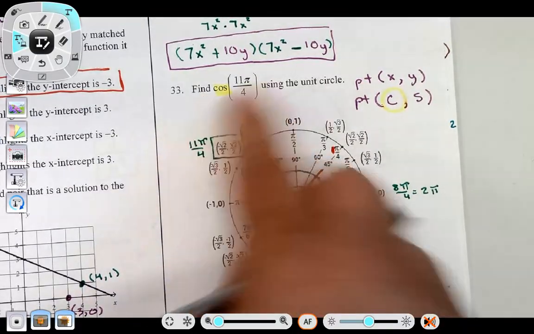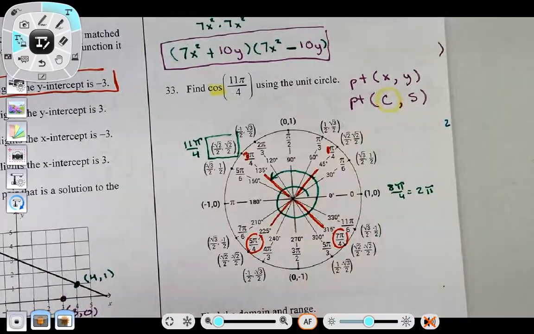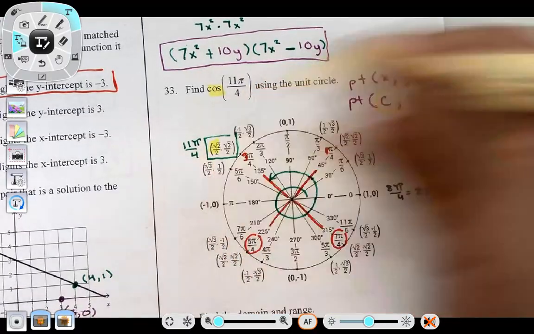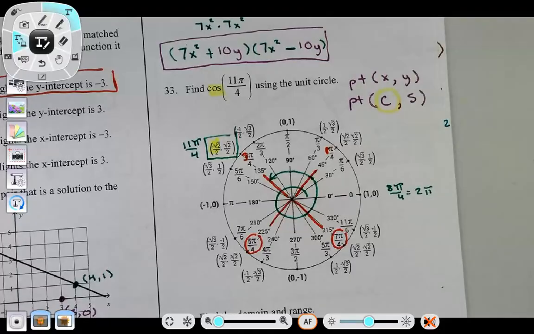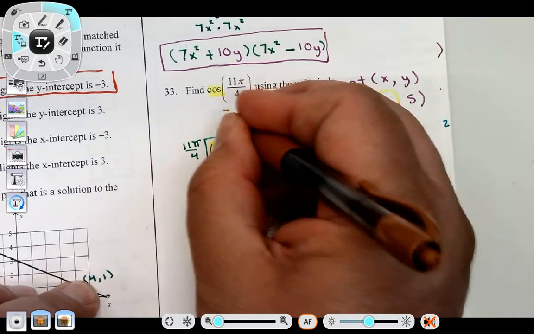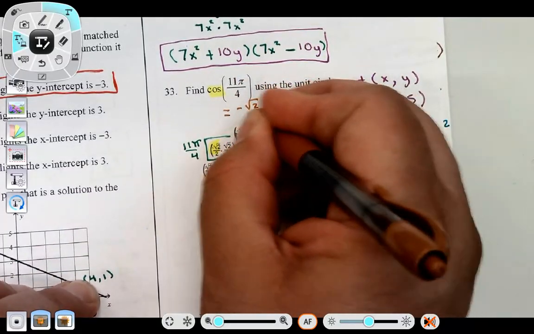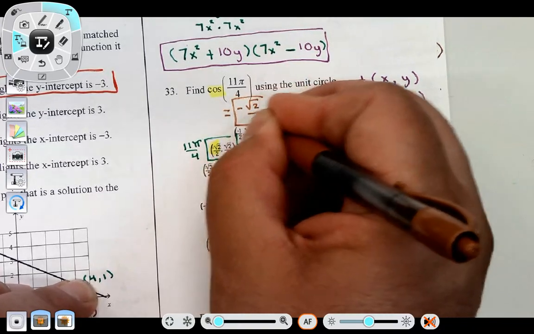And we said cosine only uses the x. Then there's my answer. I don't even have to do anything to it. My answer to this problem is negative radical 2 over 2. And there's my solution.